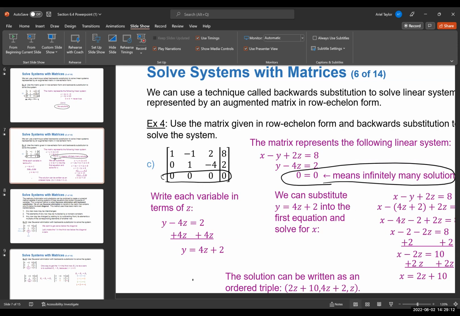Oh, and if they wanted to write it as a triple, it is actually given to you in that equation. So you can write x is 10 plus 2z, y is 2 plus 4z, and z is z. And that's how it looks when you write it as a triple. Okay.